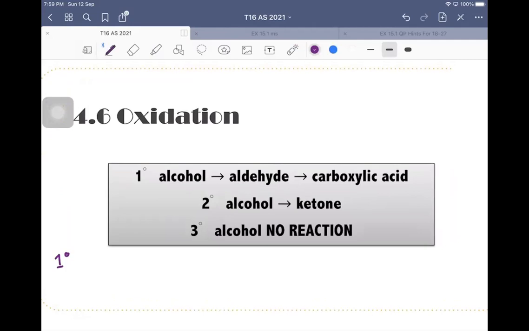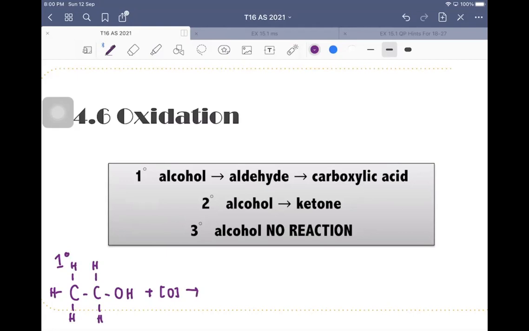For the primary alcohol, I'm just going to take the easiest example first, which is your ethanol. If you want to collect your aldehyde, you need to use a specific setup, which is what I'm going to talk about after this. And if you want to collect carboxylic acid, you don't have to worry. You can just heat it under reflux, okay?